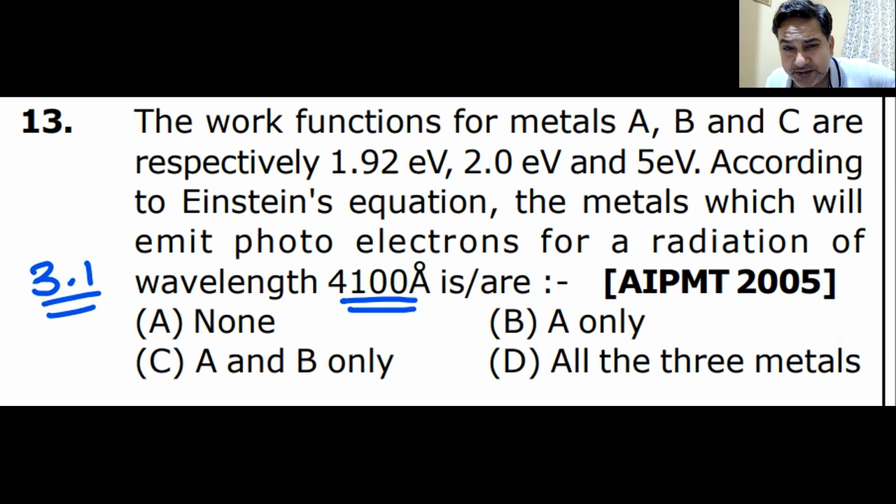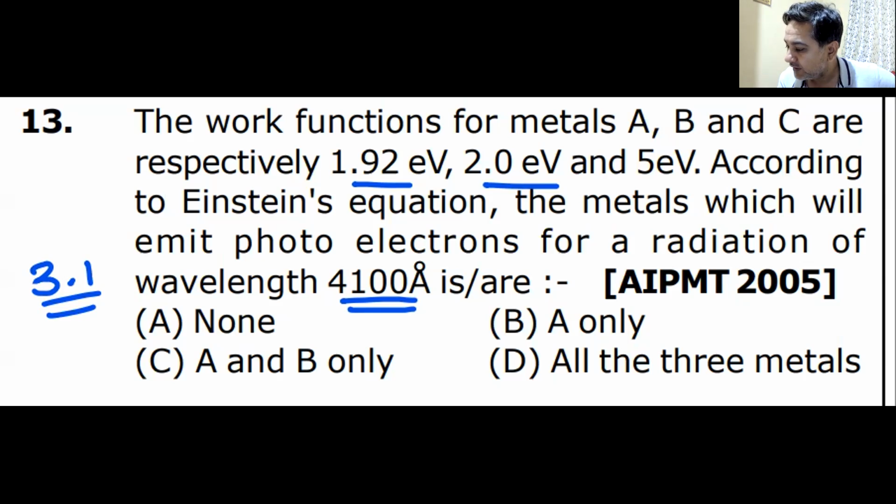This is the energy of the radiation. You can only emit photoelectrons if your energy is more than the work function. Do we know this? Then what is the answer? The only two work functions which are smaller are 1.92 and 2. Do we understand this? Okay, let's move on to the next question.